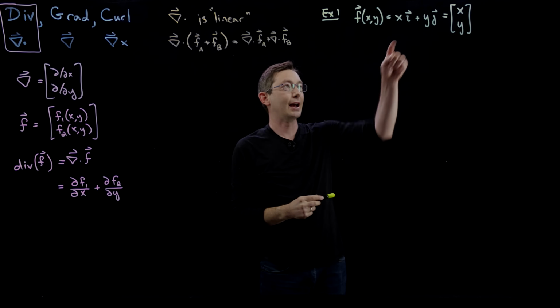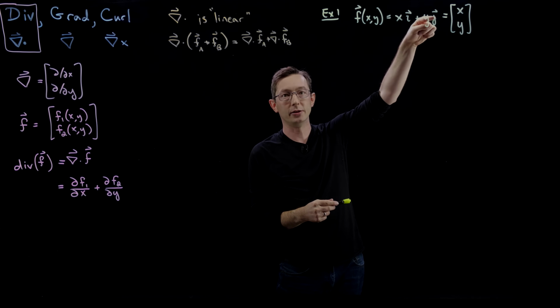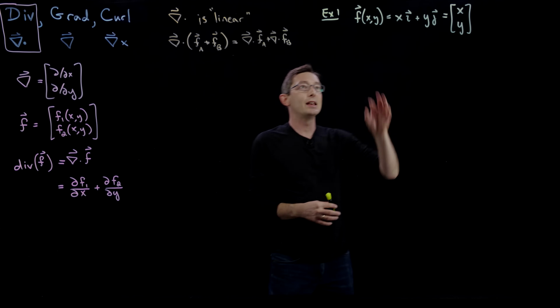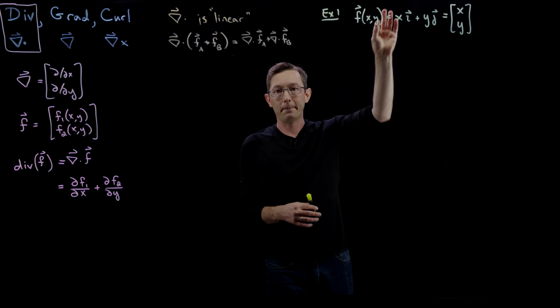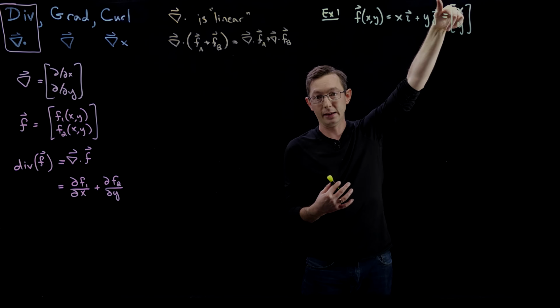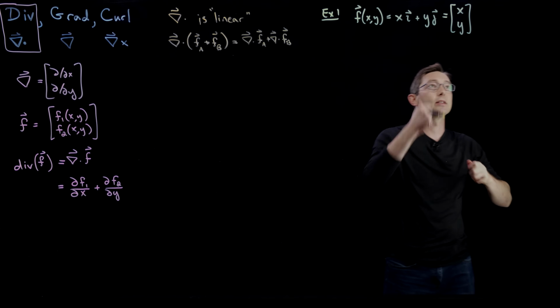Okay, that's what I mean by having x in the i direction and y in the j direction. It's a vector like this. And so what that means is that at every point x and y, there is a vector of magnitude and direction given by this vector here. So let's actually draw this out.